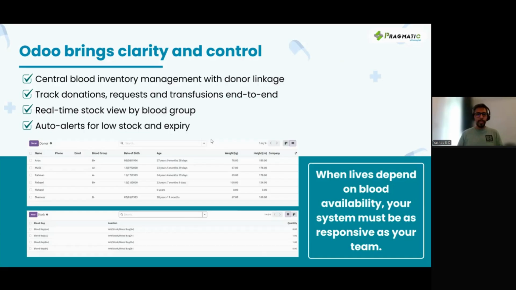That is configured in Odoo. And you can have multiple blood banks of your own, and that can also be put out in Odoo as well. So at any point of time, real-time visibility will be available.